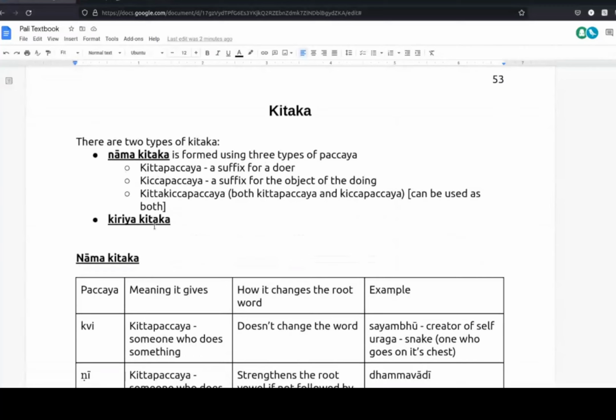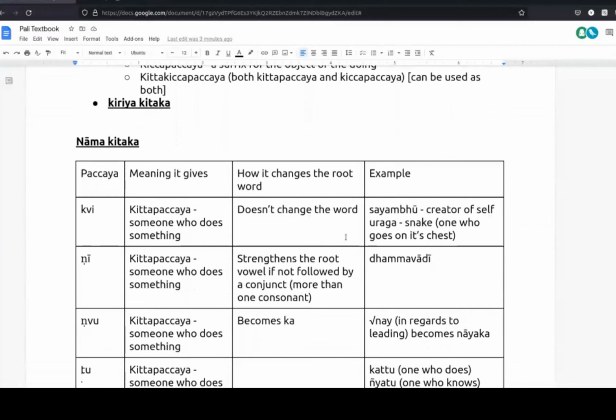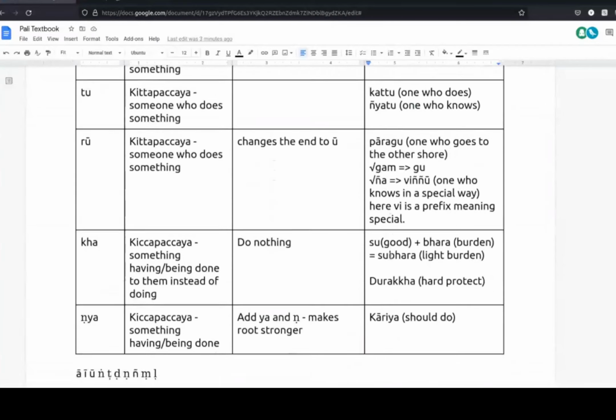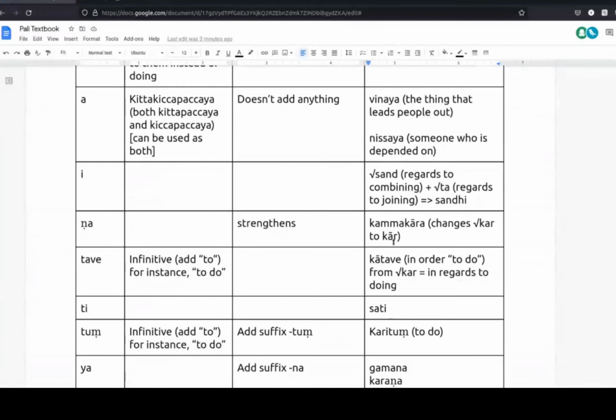Okay, today we're going on to Kitaka. So Kitaka, in English, they call it primary derivation. What this is, is how you derive words. And what this is useful for is if you find a word like sayambu, then you can figure out where it came from by seeing the root and figuring out what has been done to it. Let's see a better example, because these are not good examples.